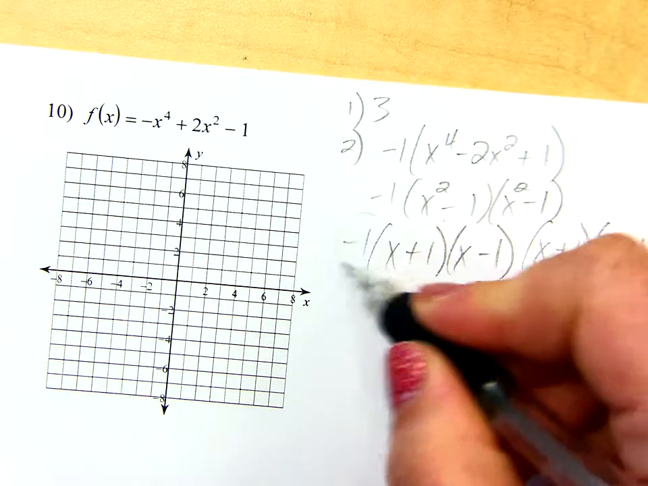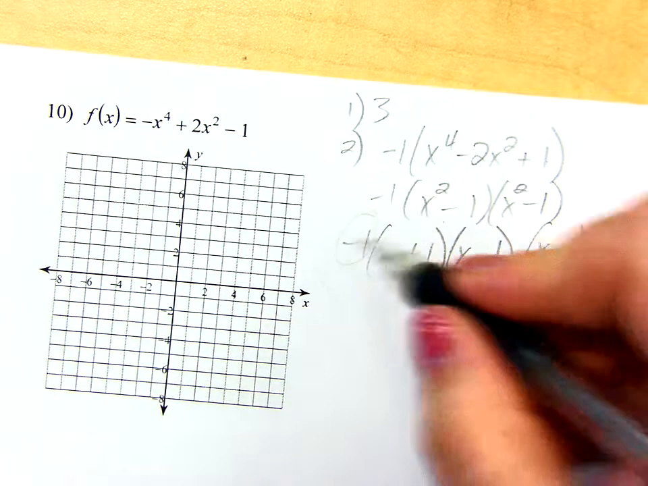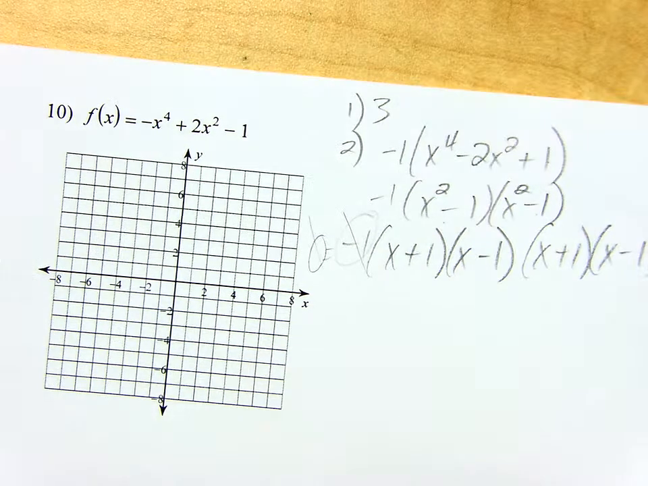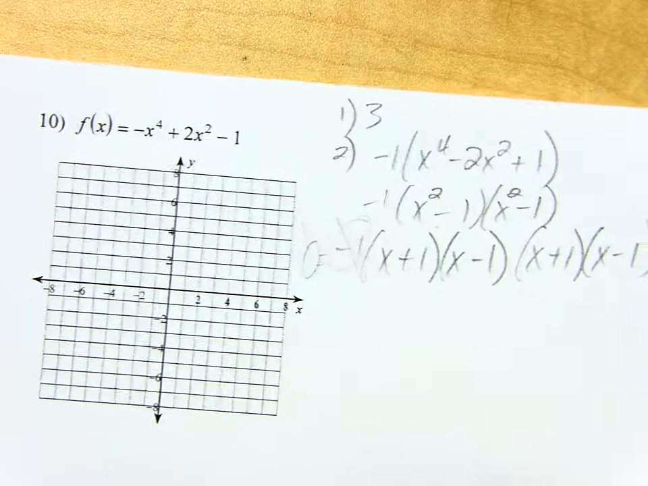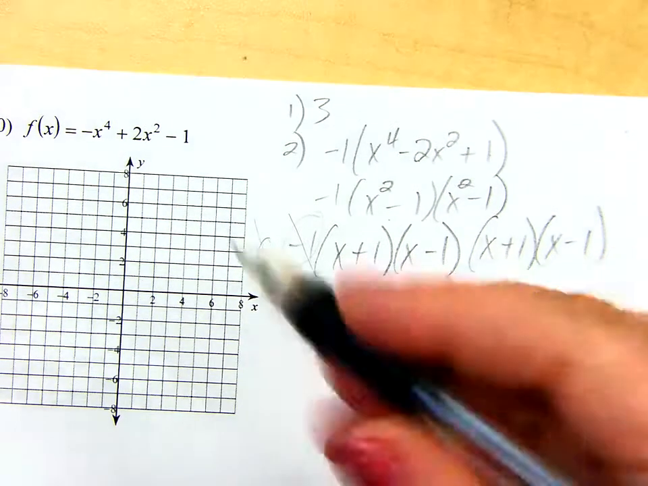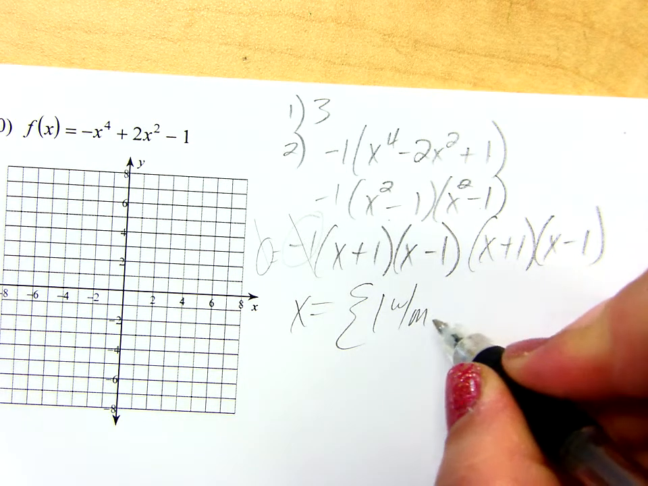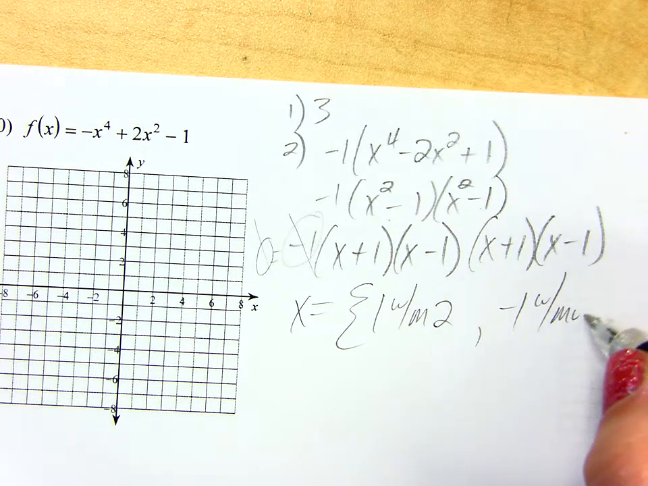What happens with this -1 out here? It's gone, because remember, you're setting the whole thing equal to 0, so you could just divide both sides by -1, and you don't have to worry about it anymore. How many answers should I have? 4, and I've got them. I have -1 twice, and I have +1 twice. So x equals 1 with a multiplicity of 2, and -1 with a multiplicity of 2.